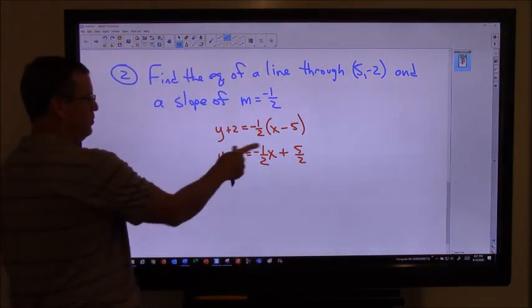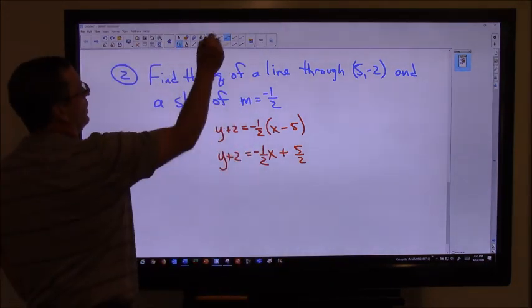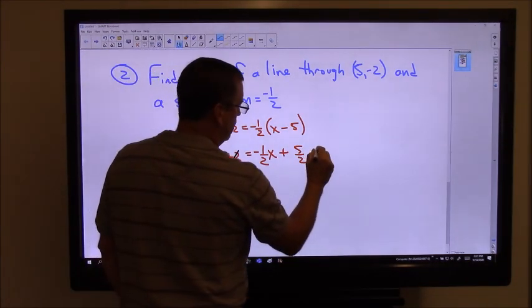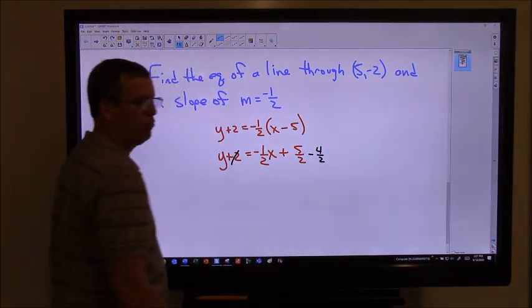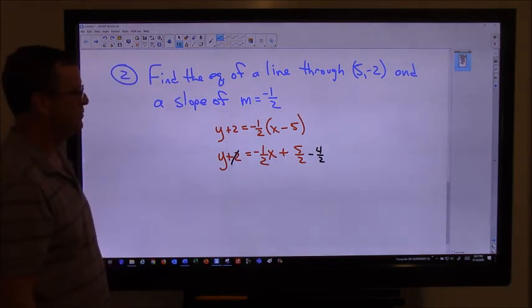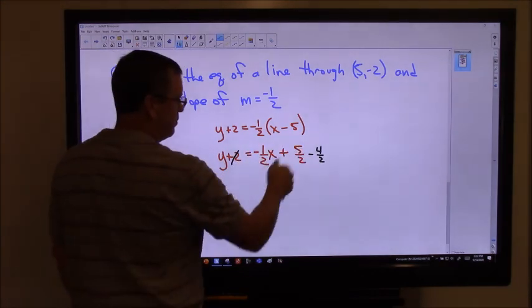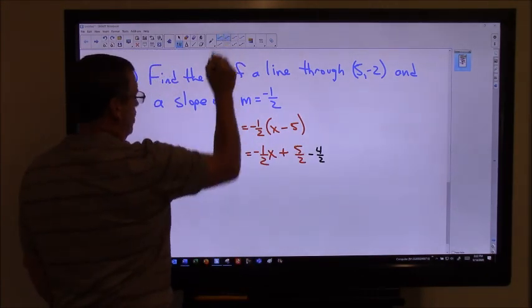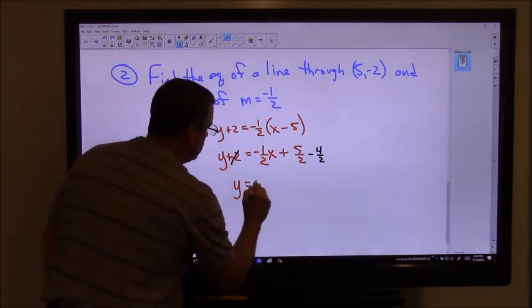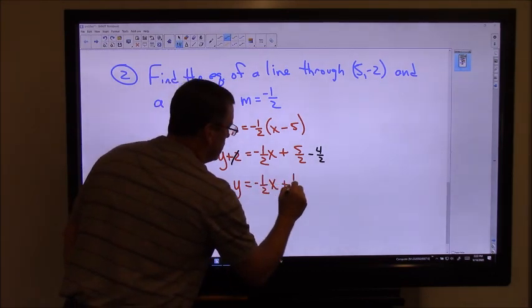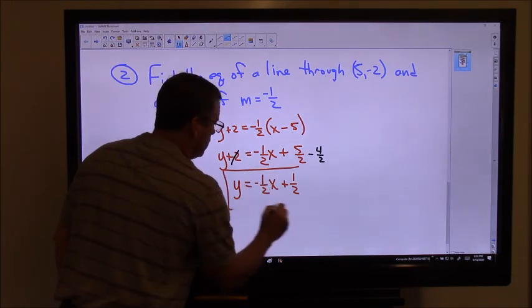And so now I need to move 2 over and subtract it. When I do that, I know that's going to go away. I'm going to subtract 2 over here, and I'm just going to write it with that common denominator. Okay, 4/2 is the same as 2, so that way I could say 5 minus 4, that's 1/2. So I've got y equals a negative 1/2 x plus 1/2. There's the equation of my line.